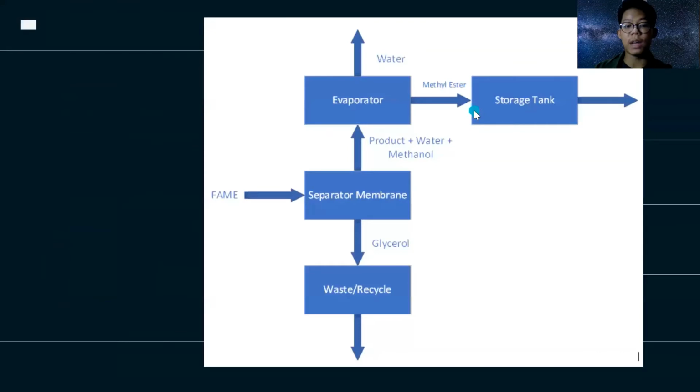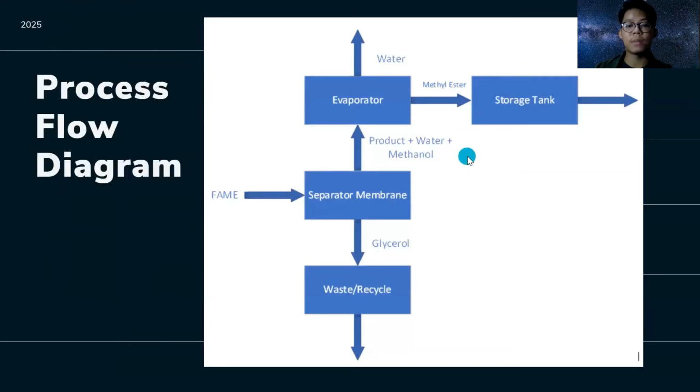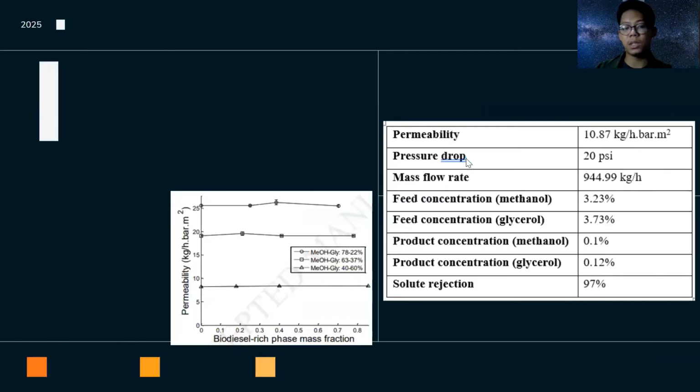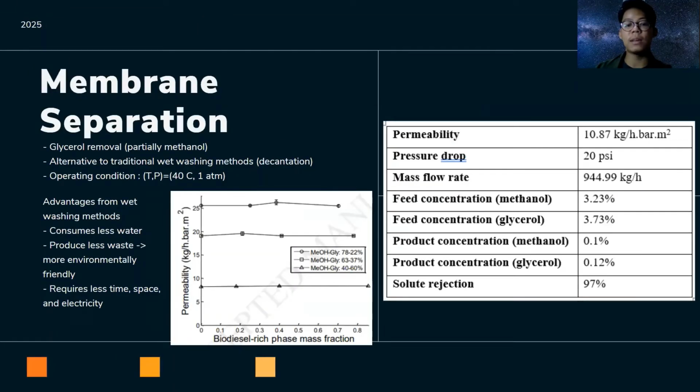So here is the overall diagram of separation methods. The first method is membrane separation, which aims to remove glycerol from biodiesel. This is actually a new method of dry washing, which is commonly performed by wet washing, such as decantation, settling, etc. There are several advantages of using this method: it consumes less water, it produces less waste, which is more environmentally friendly, and it requires less time, space, and electricity. This process will operate at 40 degrees Celsius and 1 atm. And this is some important information regarding this process.